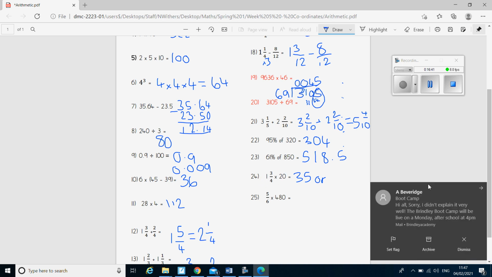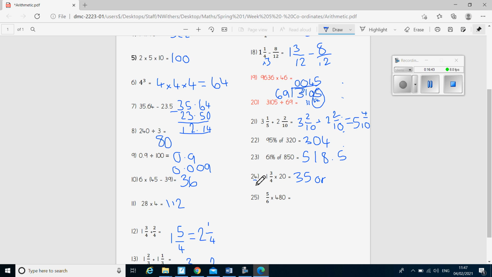So as an improper fraction, that is 7/4. 7/4 then times by 20. Remember, we're timesing a fraction by a whole number. T for times, T for top number, would give us 140 quarters. Either of these answers would get you the mark in a test.